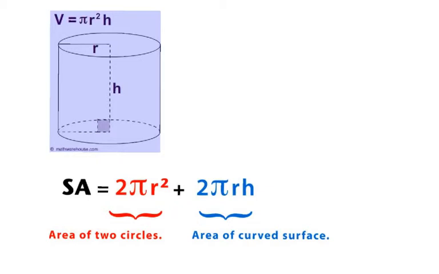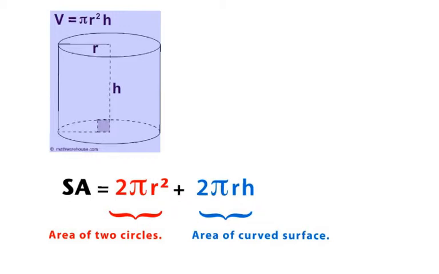Our next polyhedron is a cylinder. A cylinder is like your Pringles can or a soda can, pop can. We are going to want to calculate the volume and the surface area of those also. The surface area formula is 2 times pi, which stands for 3.14, times the radius squared, plus 2 times pi times the radius times the height.